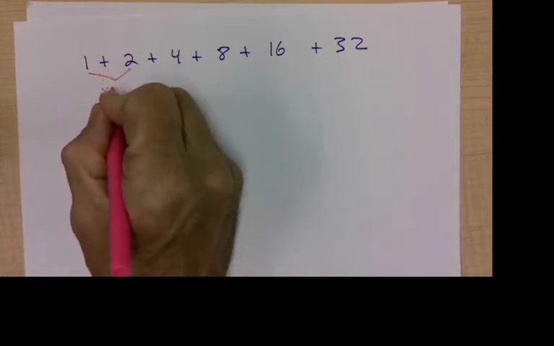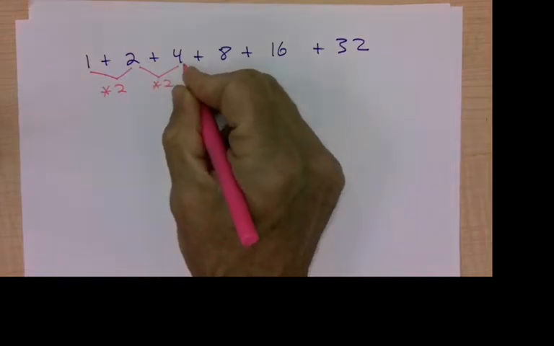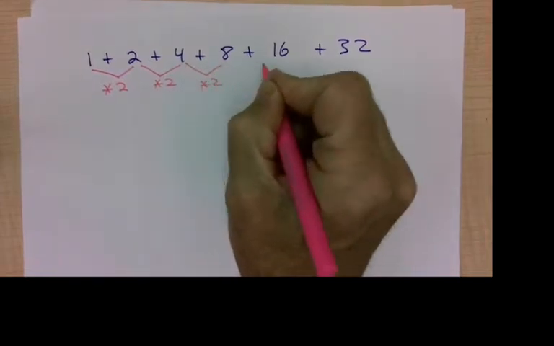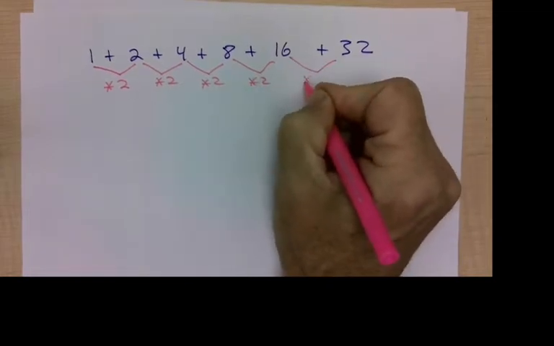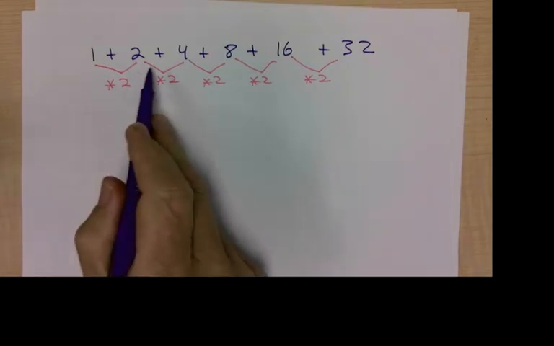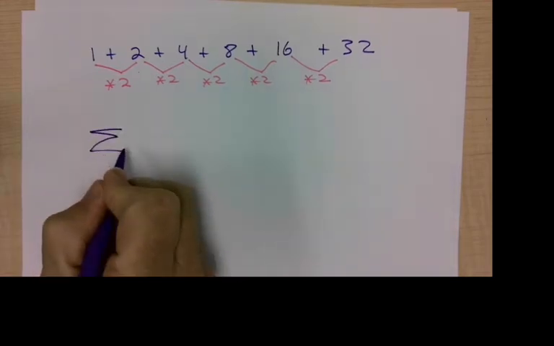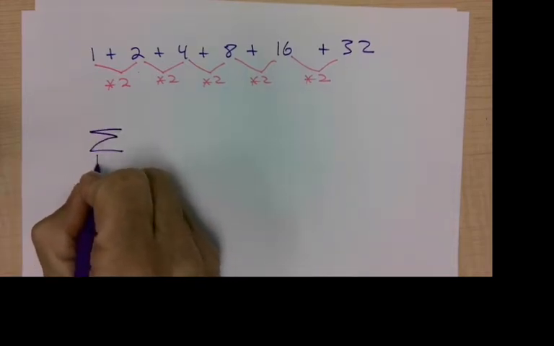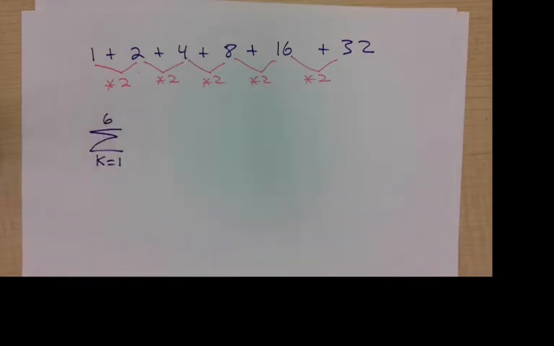To get from 1 to 2 we multiply by 2. To get from 2 to 4 we multiply by 2. 4 to 8, multiply by 2. 8 to 16, multiply by 2. 16 to 32, multiply by 2. So what does this look like? We have 1, 2, 3, 4, 5, 6 terms in our list. So let's go with the sum as k goes from 1 to 6.